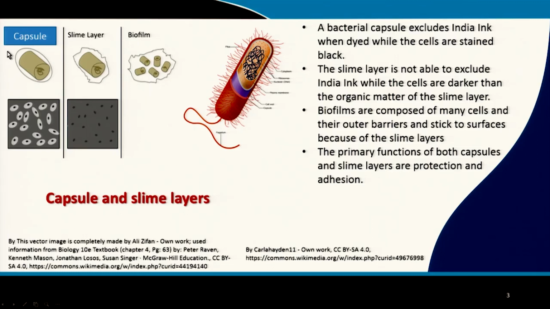Now this capsule can be seen in a very interesting way. If you take an encapsulated bacteria and dye it with India ink, the cell itself will be dyed, but the capsule is not dyed. So against a dark background, you can see the cells as very dark. The capsule is lighter in color and the other part of the background is very dark compared to the capsule part. So that's how you can visualize the fact that there is a capsule around certain types of cells.